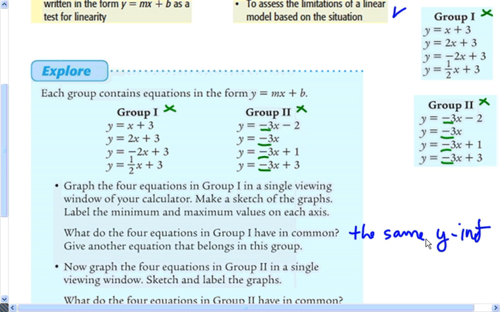And another equation that would belong in this group is, so we need the constant term in the equation to be 3. We don't really care what the slope is, so something like y equals 5x plus 3 would belong in that group. Okay. Now we're going to graph 4 equations in group 2.